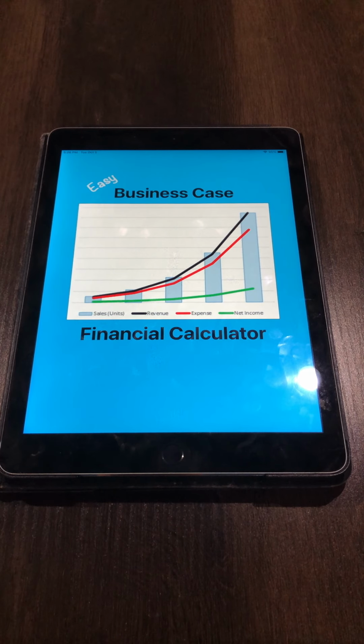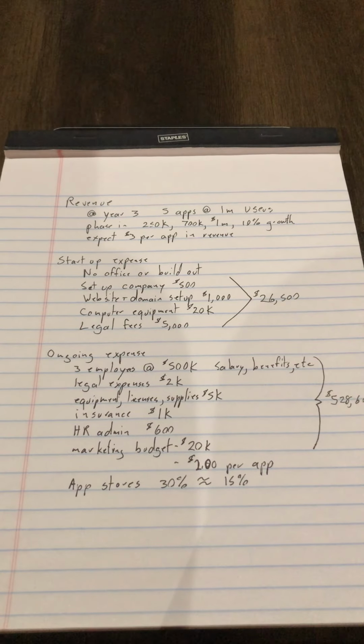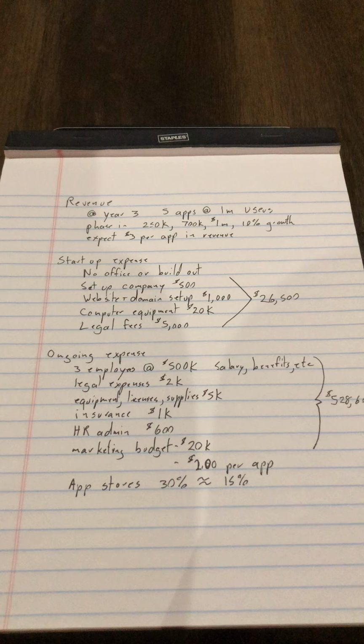I've done my homework and I have jotted down on a piece of paper some assumptions regarding revenue, startup expenses, and ongoing expenses. Now, for revenue, we're going to be distributing apps. We expect to have 5 apps at the 3-year mark with 1 million users. That's going to be phased in over a few years, where we expect to reach that million at year 3, but only 250,000 in year 1, 700,000 in year 2. After that 3rd year, we expect to achieve 10% growth. We're hoping to make about $3 per app per year in revenue.